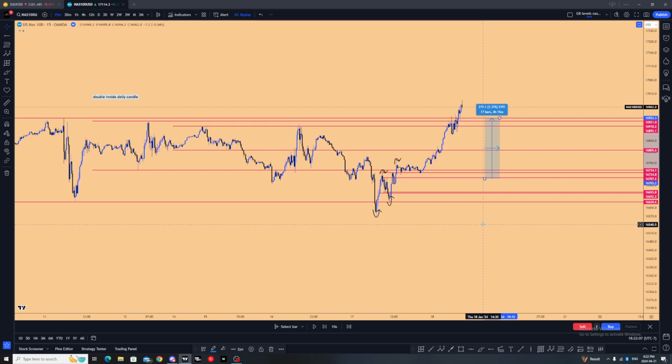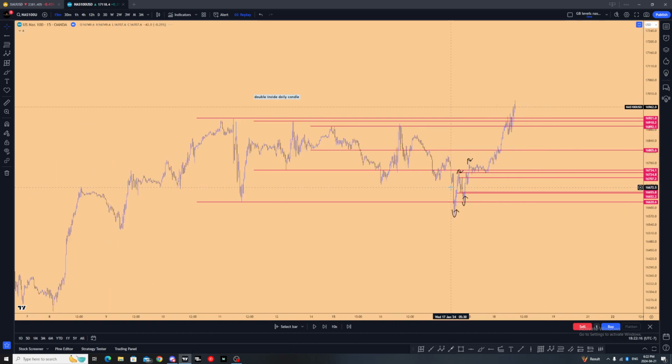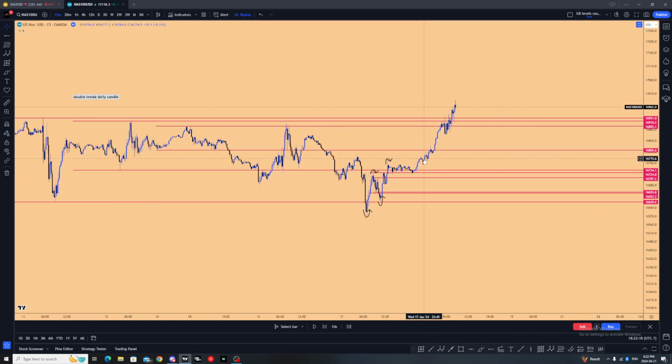If I catch a 200-point move in one day, I'm done for the week. I'm not trading. 200 points is good enough for NASDAQ. I can print at least $15,000 just capturing a 200-point move like that.